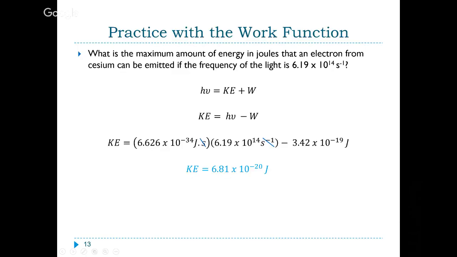It shows that the kinetic energy of this particular electron would come off with 6.81 times 10 to the negative 20th joules. This makes sense in that the kinetic energy is less than the work function, right? If this was bigger, then that wouldn't make much sense in terms of how that all played out.